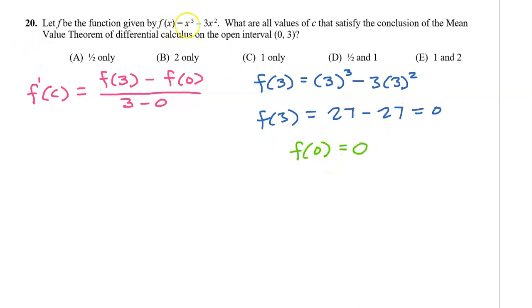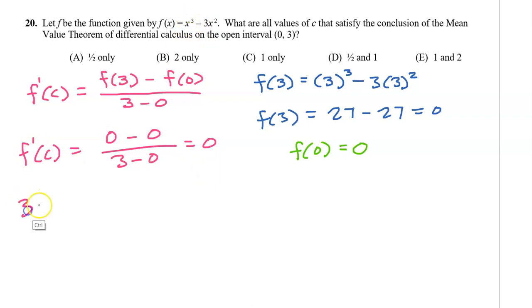It's pretty easy to see that f at 0 is also going to be 0. So we have f prime at c is equal to 0 minus 0 over 3 minus 0, which of course equals 0. But what is f prime at c? Well, looking at x to the third power, the derivative will be 3x squared, but I'm going to put 3c squared. And then we have minus 3x squared, so that's going to become minus 6c. So this is f prime at c, which should equal 0.